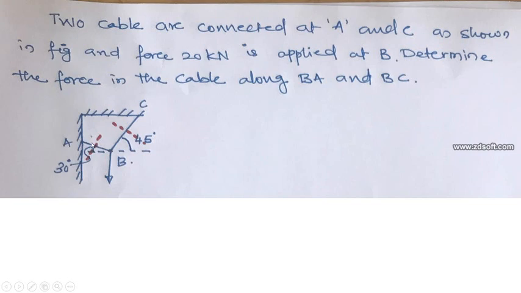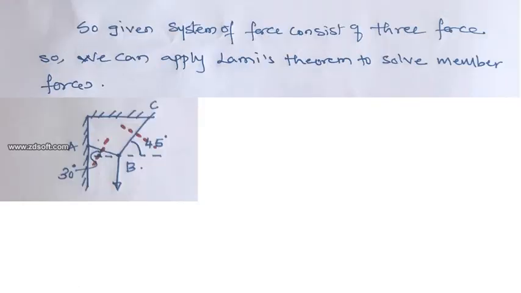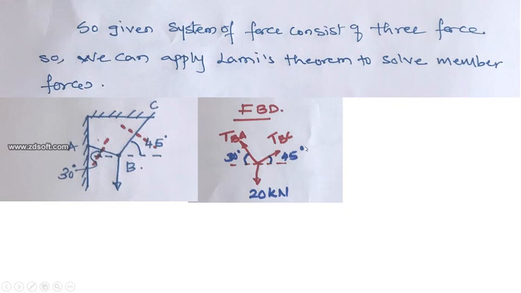Generally this cable has tension in it, as well as this cable. So if I cut this, then we'll get the free body diagram like this. Okay, so the tensions TBC and TBA. This one makes a 45-degree inclination with respect to the horizontal. This makes a 30-degree inclination with respect to the horizontal. So in this case there are 3 forces. Given the system consists of 3 forces, we can apply Lami's theorem to solve for the member forces.